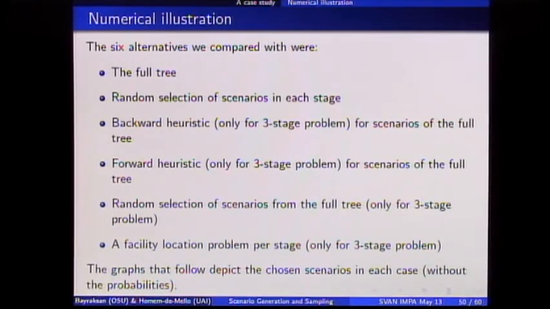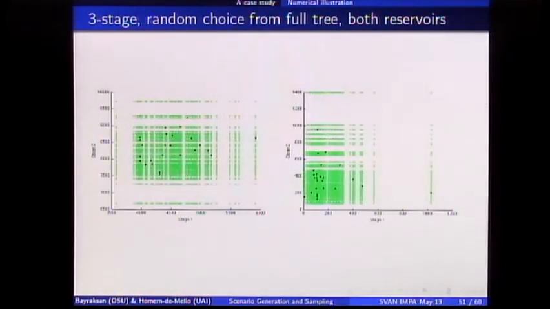And then random selections from the full tree, and then the facility location, where you do a facility location per stage. Okay. So here is the type of figures we get, right? So let's understand this figure here. So this is the 2 reservoirs. So this is the 3-stage problem, right? So that's stage 1 and stage 2.